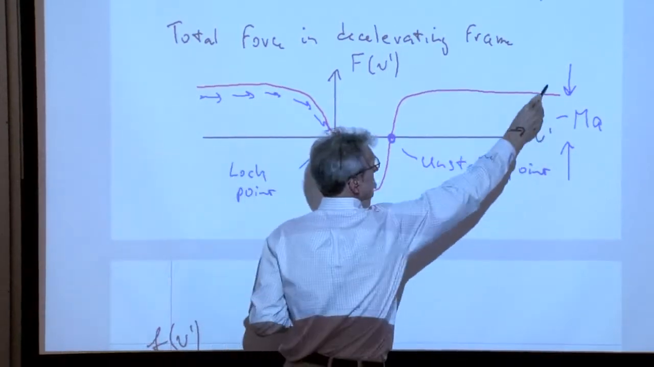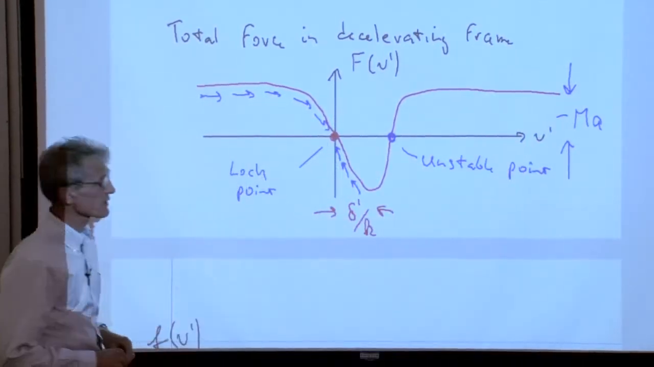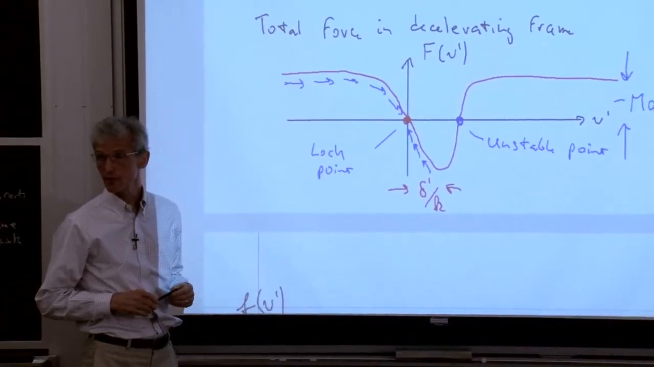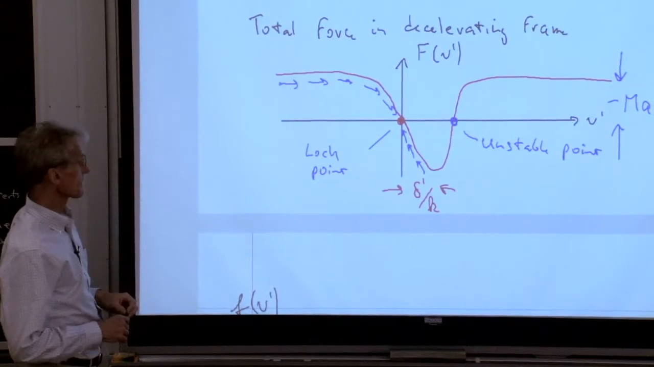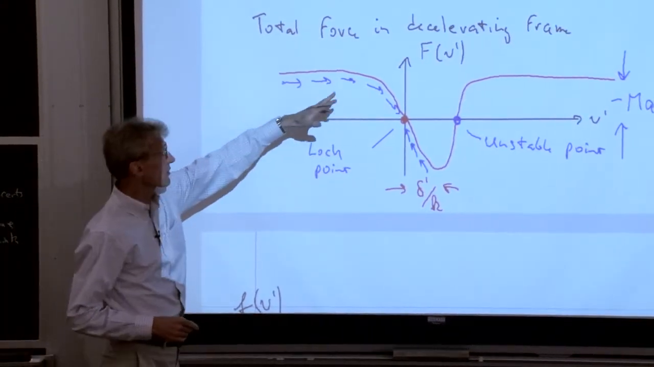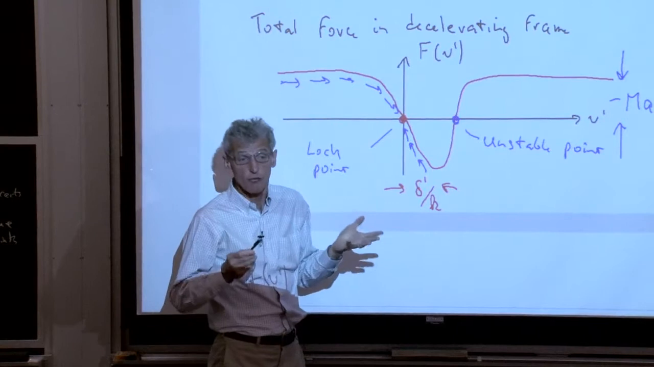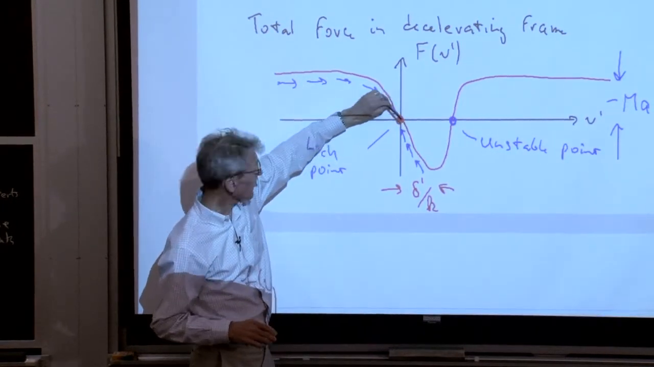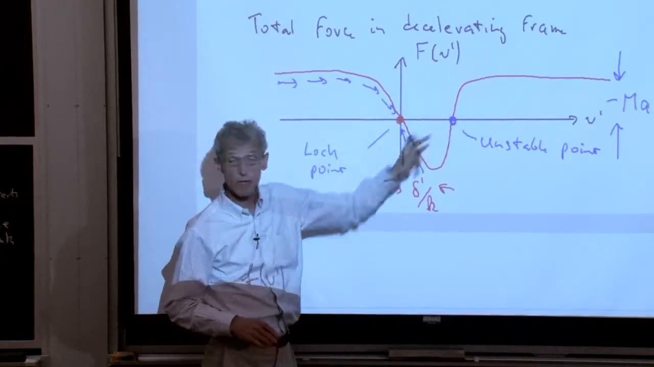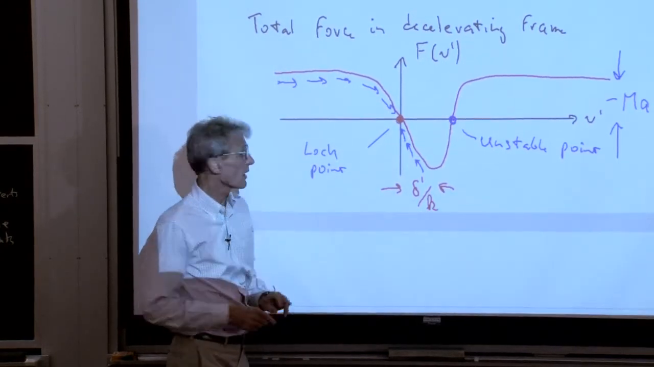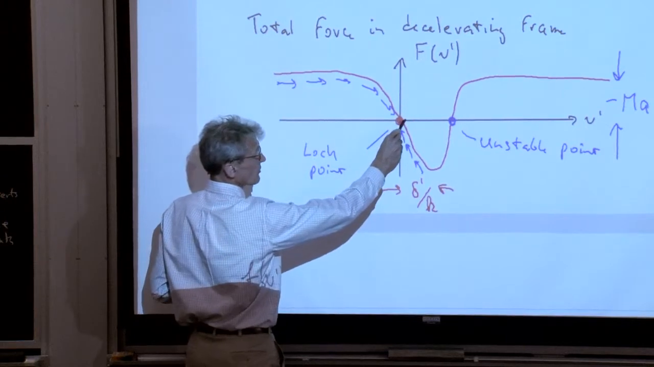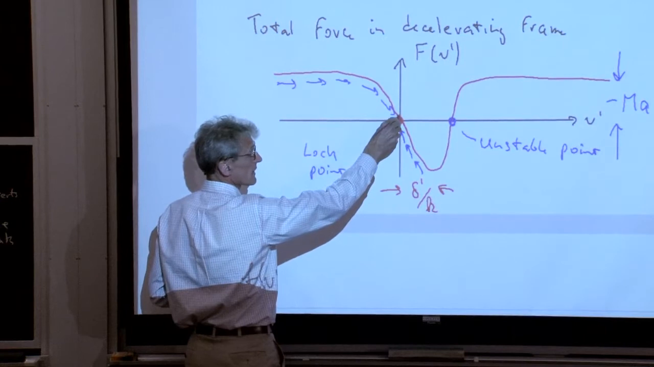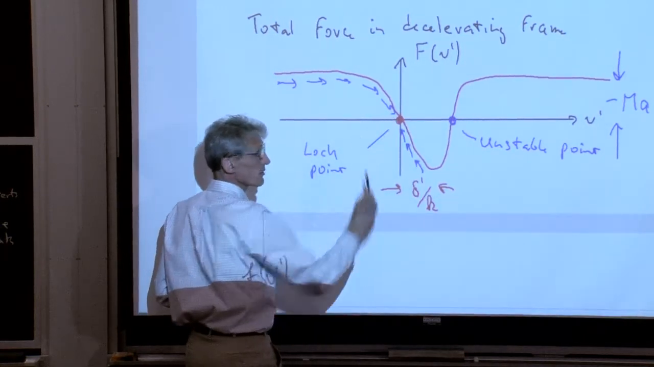I had to add an offset, and this offset is the fictitious force due to the transformation of the decelerating frame. And now you realize that this force, and it is the correct force in the decelerating frame, has 2 zero crossings. One is a stable point and one is an unstable point. And the stable point says if an atom happens to be too fast, it gets a correcting force, and this is like a lock point. There is a stable lock point.